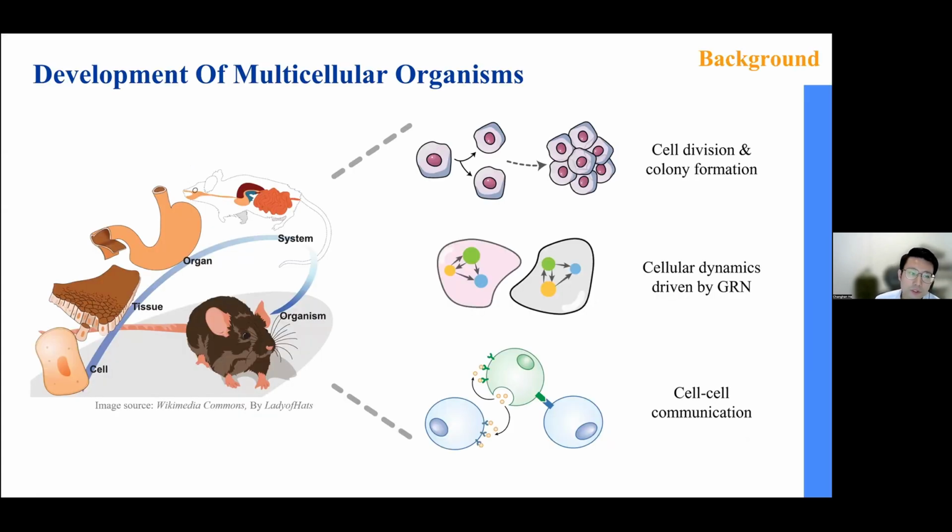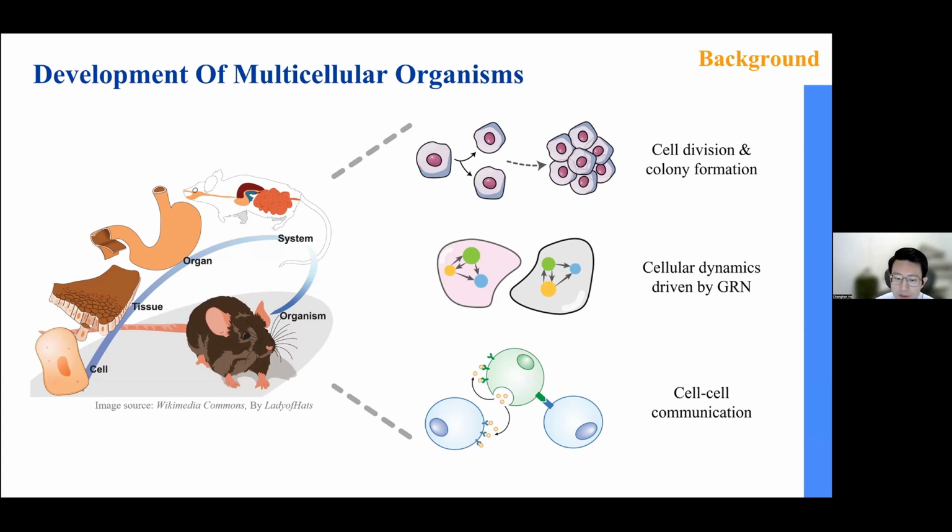So first, we know the process of the development of the multicellular organisms starts from one single cell, to multicellular tissue, to organ, and all the way to organisms. During this long process, we have very important biological processes like cell division and colony formation, and cellular dynamics driven by gene regulatory networks.